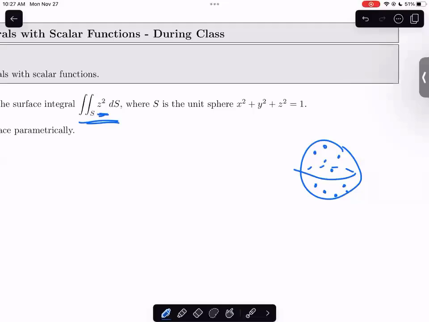By the way, if this was just z dS, could anyone tell me right now, without doing any work, what the answer would be? Hand raise here. 0, right? Because half of the z values are positive on the top half and negative on the bottom half. And so when you add up all of these z values, because of the symmetry, you would just get 0. So this would be a very quick question. Now we have z squared, so we're adding up a bunch of positives. And so we know that our answer at the end of the day is going to be positive.